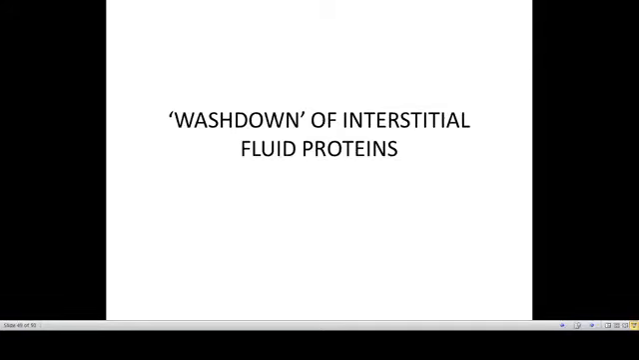The third safety factor is washdown of interstitial fluid proteins. The protein concentration of the interstitium decreases as lymph flow is increased because large amounts of proteins are carried away in lymph. The safety factor from this effect has been calculated to be about 7 mm of mercury.